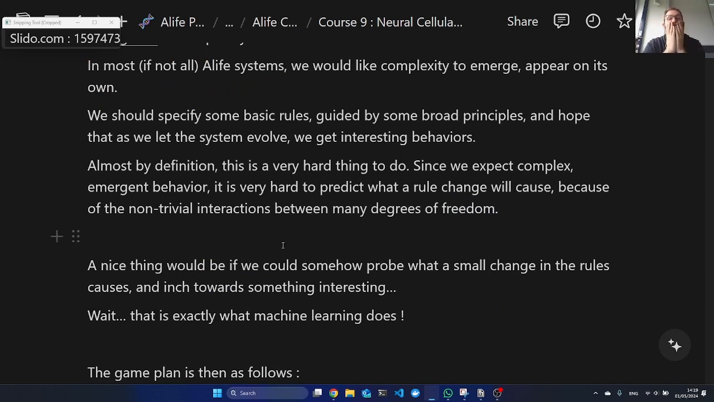So one nice thing would be if we could somehow make a small change in the rule, look at the dynamics, look at what this small change caused, and then get an idea if this small change was positive or negative, then go back, do a small change, and so on and so forth, so that you kind of inch towards something interesting. Okay, so this approach seems interesting. Of course, it has some problem. If your system is chaotic in your rules, a small change could completely change the dynamics. So you could not really have any feedback on what changes are good.